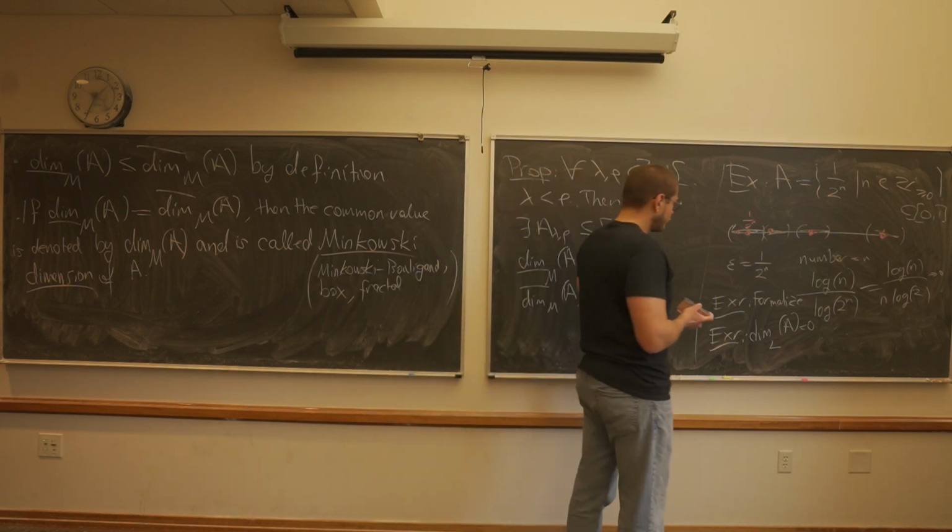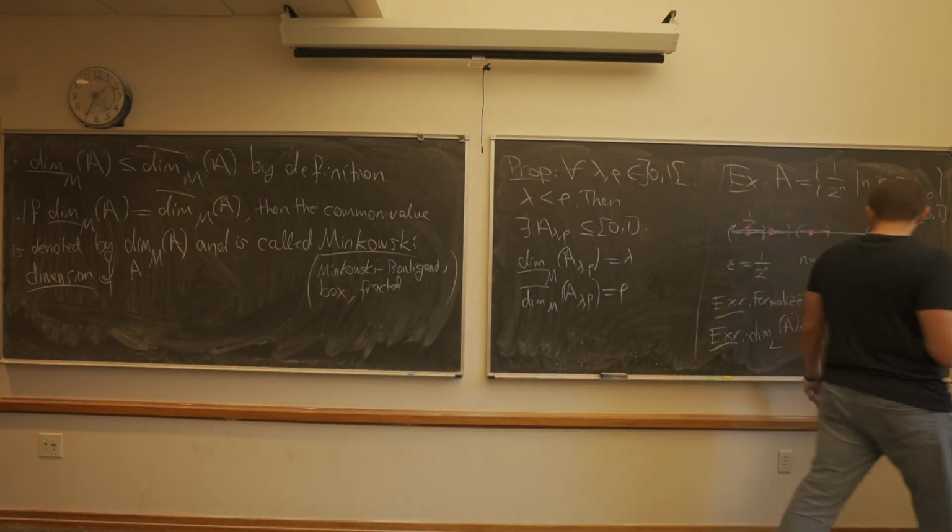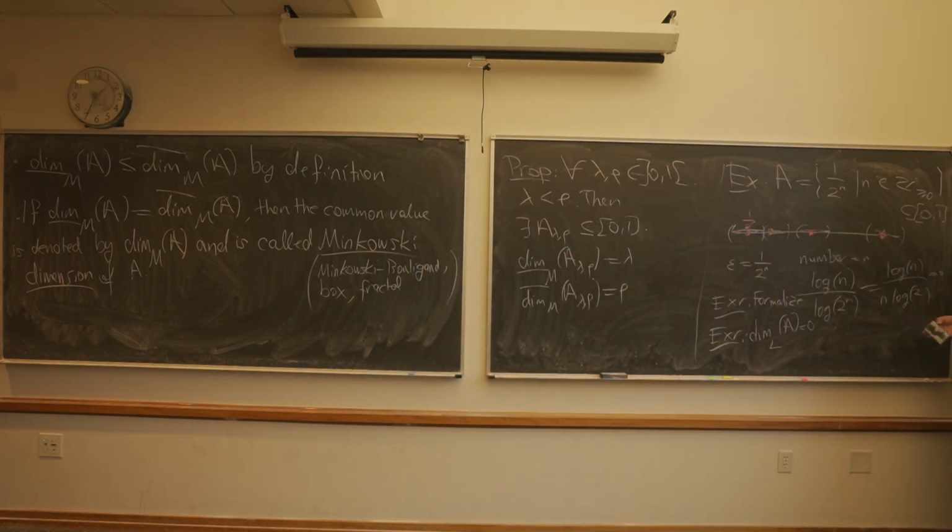Okay. So let's try to come up with an example where the Lebesgue dimension is not the same thing as the Minkowski dimension. So the conclusion of this whole thing is that the Minkowski dimension of A is 0.